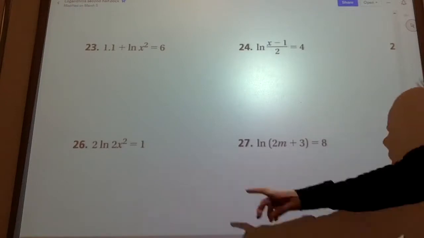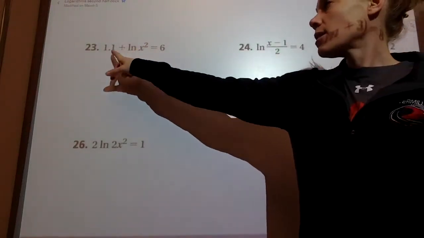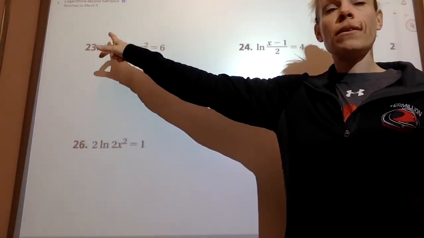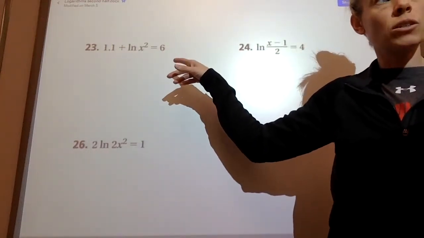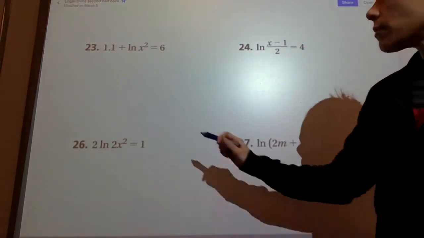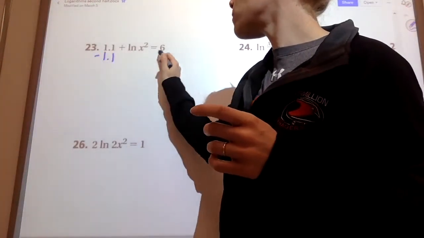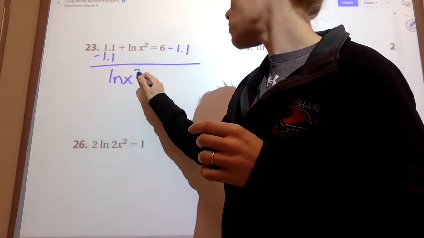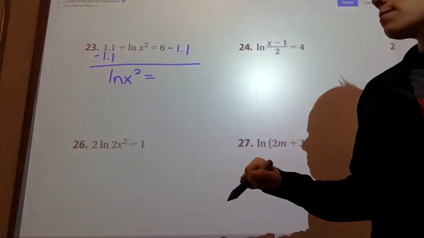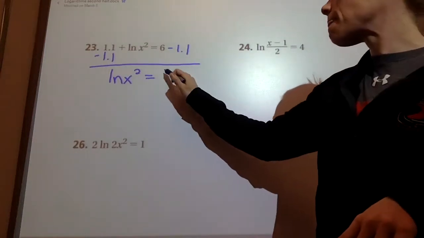In this example, I have this natural log, but since I have this 1.1 here, I would have to subtract that over first, because in order to solve a log, you need just the log by itself. So I would need to subtract 1.1 first. So then all I have is this natural log. So 6 minus 1.1 is what?